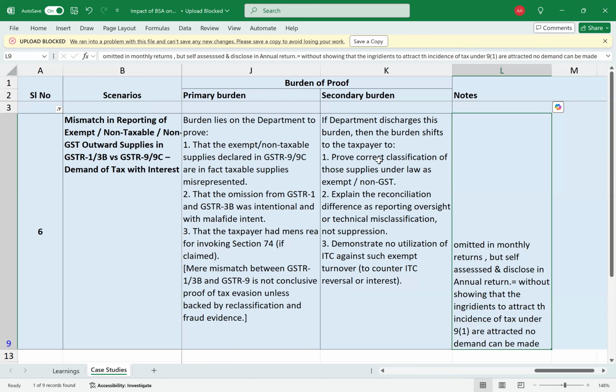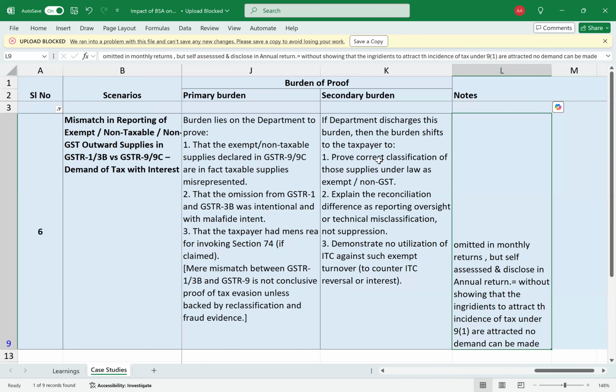Okay. Then Annapurna, sorry to interrupt. Are you saying that 9 and 9C, is it wrong? See, if at all we want to keep the burden on the department, then the moment we say that we have declared exemption in 9 and 9C, the burden comes on the assessee to prove the claim of exemption. Right.